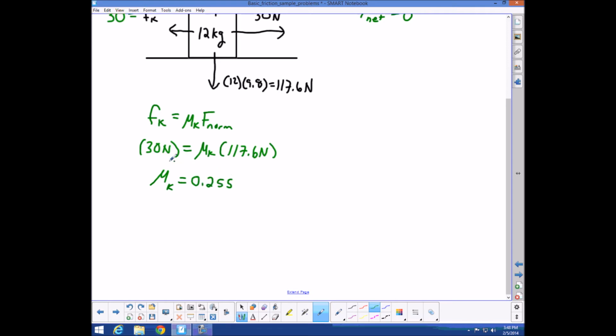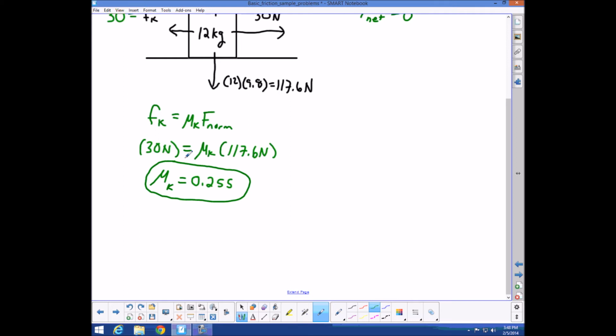Again, the coefficient of kinetic friction is a unitless quantity. It's the ratio of the force of kinetic friction to the normal force. So this is something that describes how rough the surfaces are, and it relates how rough the surfaces are and how hard the surfaces are being pushed together to the force of friction that's acting on the object.